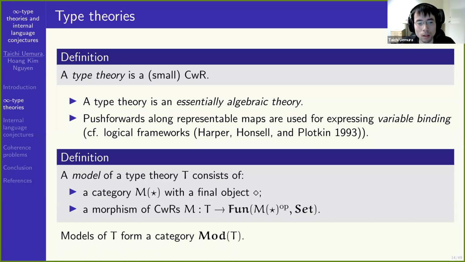Okay, then we can define a model of a type theory in the functorial style. Namely, a model of type theory consists of a base category with a final object and a morphism of CWRs, which are just a functor preserving all the structures up to isomorphism. Okay.